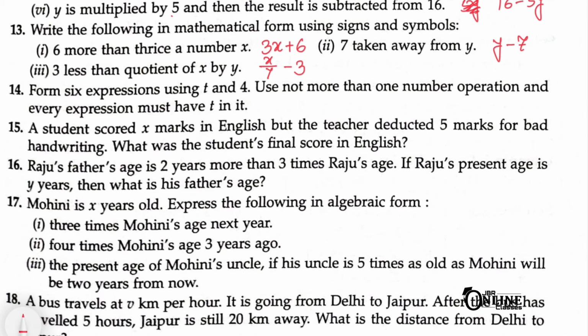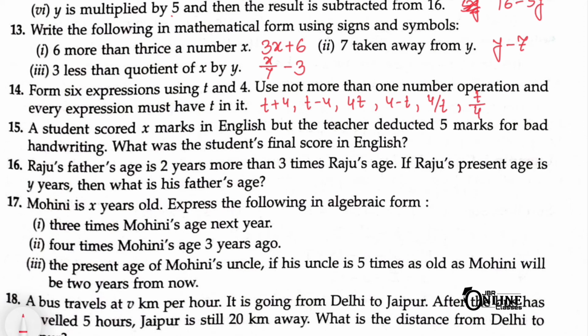Now sum number 14. Form 6 expressions using t and 4, use not more than one number operation, and every expression must have t in it. So 6 expressions: first one suppose t plus 4, second one t minus 4. You can also do 4 into t, so it's 4t. You can also write down 4 minus t. Also write down 4 divided by t, that means 4 by t, or you can also write down t by 4. So 1, 2, 3, 4, 5, 6.